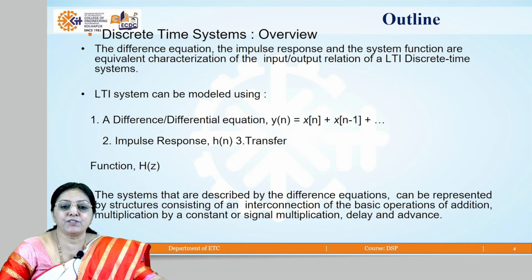One example is mentioned here: y of n is equal to x of n plus x of n minus 1, plus and so on. When you observe this difference equation, we have an input x of n and the output is y of n. From that, we can use the impulse response h of n, and then calculate the transfer function h of z. We have awareness about the Z transform that you studied in signals and systems, about the LTI system, and about the discrete time signal.